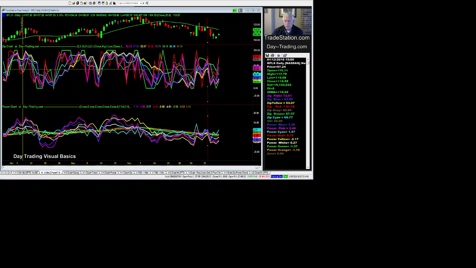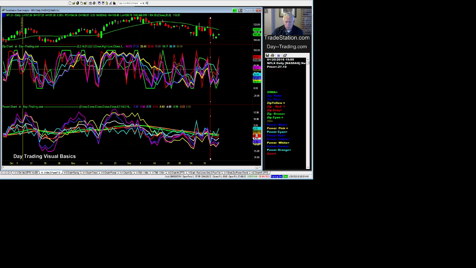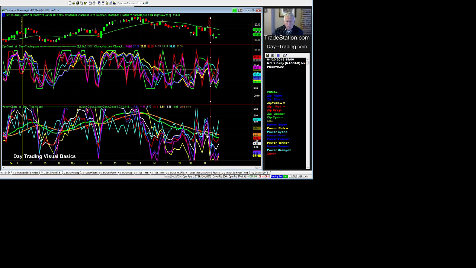The first one is, I'm going to move the vertical red line over to this position. This is the first day that the Zip Cyan became highest. And as you can see down below in our power chart, I've got the zip chart and the power chart here. As you can see down below, we are in a nice downtrend.